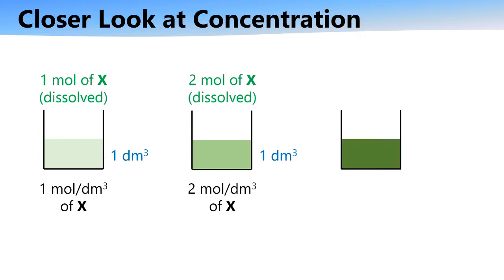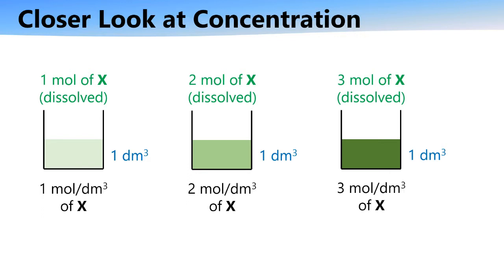And lastly, I have an even darker solution. Same volume of water, but I dissolve 3 moles of X. And that will be 3 moles per dm cube. So you can actually imagine concentration as adding food coloring. And the more you add, the higher the concentration, the darker the color would be.